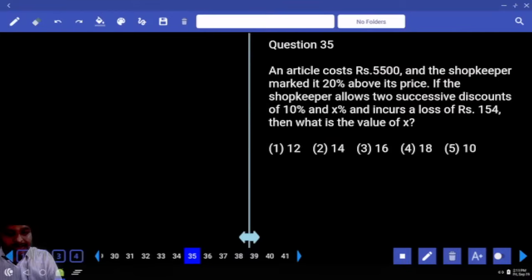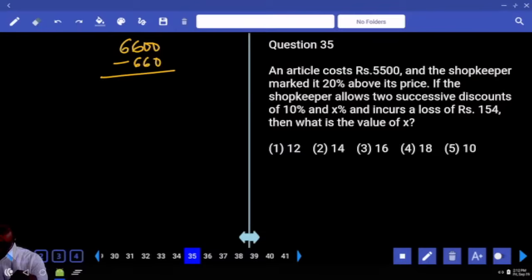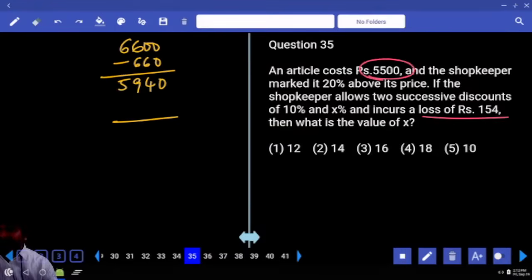An article costs 5,500, which is 11 multiple. Shopkeeper marked it 20% above the price, 20%, 1100, above 6,600 market price. Two successive discounts were given, 10% and X%, and incurs a loss of 154. Then what is the value of X? 10% discount is offered, which is 660. Subtract 600, later we can subtract 60. 6000 minus 60, 5940. Final selling price, there is a loss of 154. Cost price is 5500, 154 less than that number.